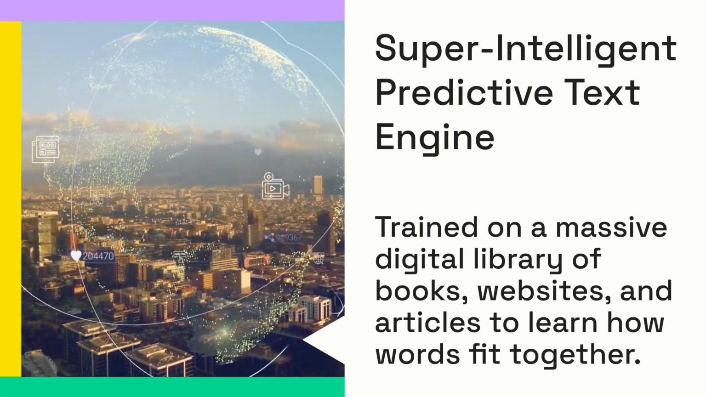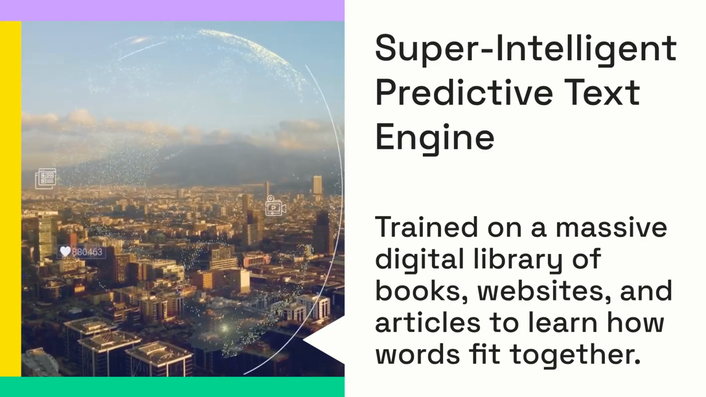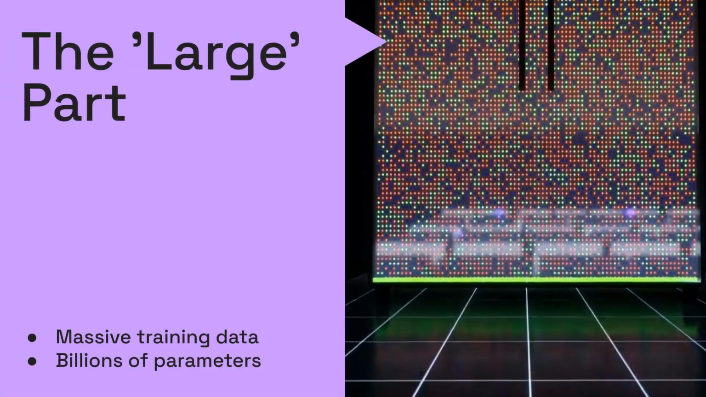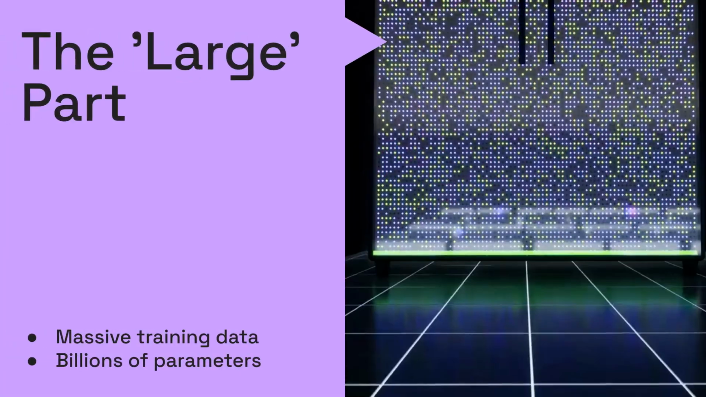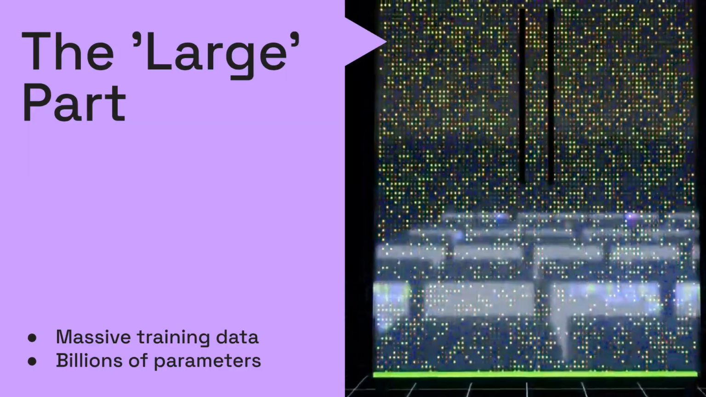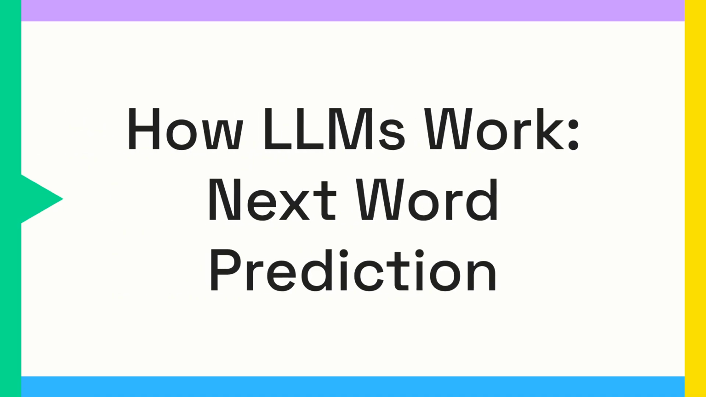Think of an LLM as a super intelligent predictive text engine that has read a massive digital library to learn exactly how words and sentences fit together. The large part simply means two things. First, it's been trained on a massive amount of data. And second, it has a huge number of parameters, often in the billions, which are the connections it uses to process information. Now, let's look at the core concept behind how these complex systems generate their responses.